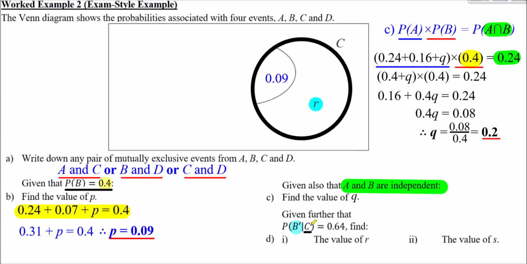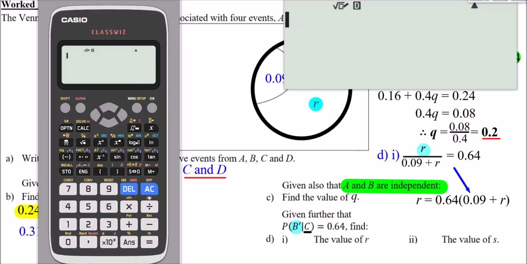And the total of everything belonging to C is 0.09 plus R. So as a fraction of everything that is C, B dashed is simply R over 0.09 plus R, and we're told that's 0.64. We can now multiply both sides by 0.09 plus R, and we get R is 0.64 times 0.09 plus R. So what is 0.64 times 0.09? Well, this is what we've got calculators for, isn't it?